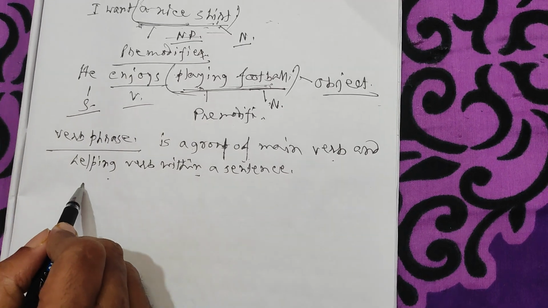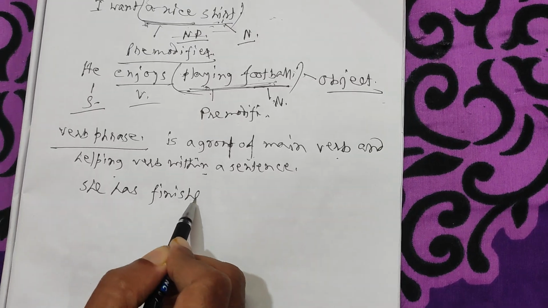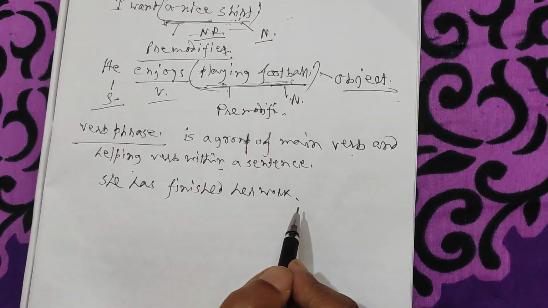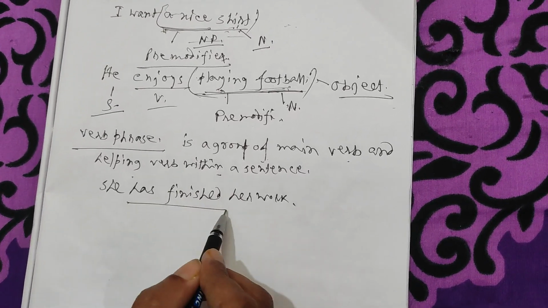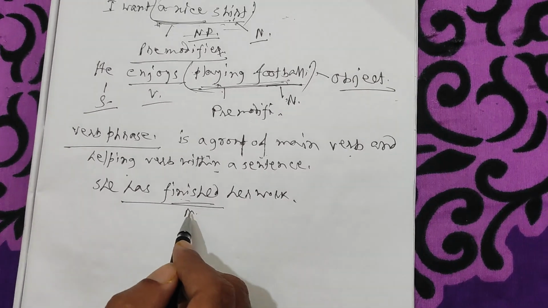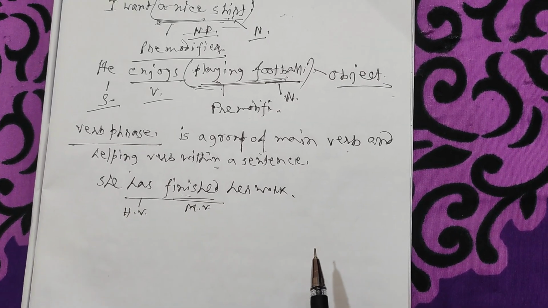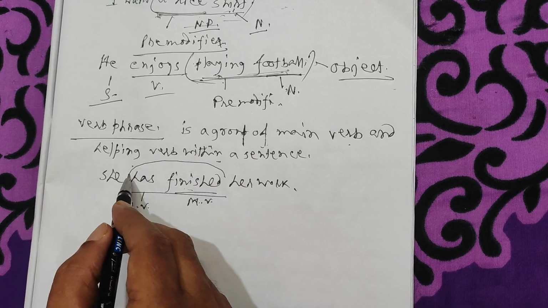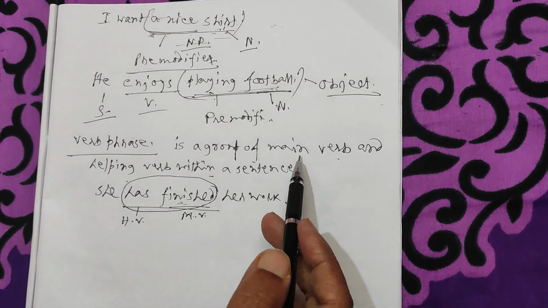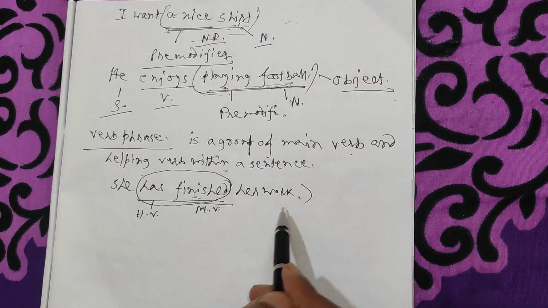Suppose: she has finished her work. Here, finished is the main verb, has is the helping verb, and that entire phrase will be called a verb phrase, a group of words with a main verb and a helping verb within a sentence.